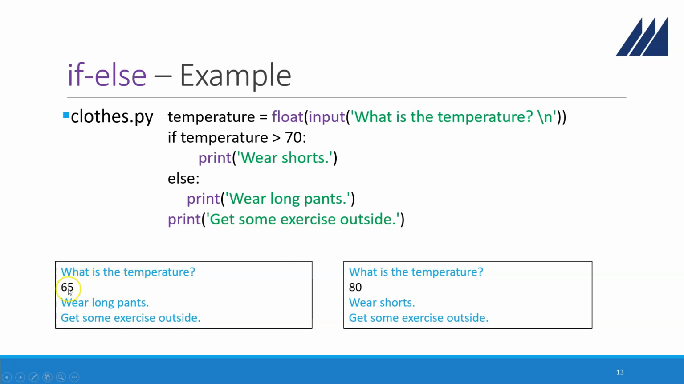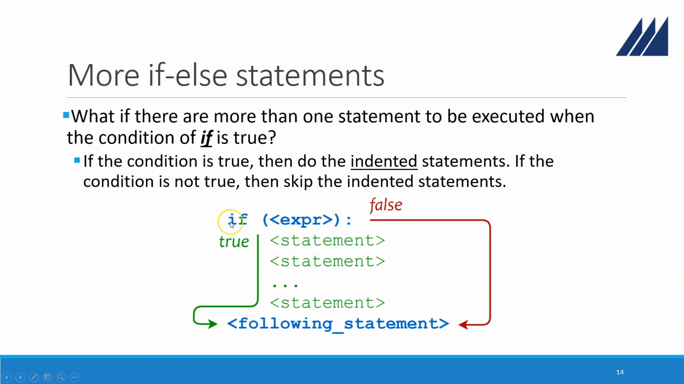So when the user input 65, the program told the user wear long pants, get some exercise. When the temperature was 80, the program says wear shorts, and again said get some exercise outside. In both cases, get some exercise outside was executed because it's part of the program. It's not part of any branch.